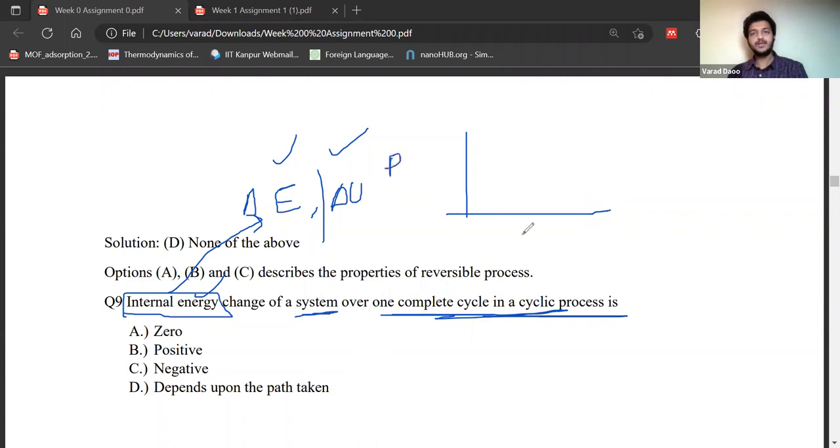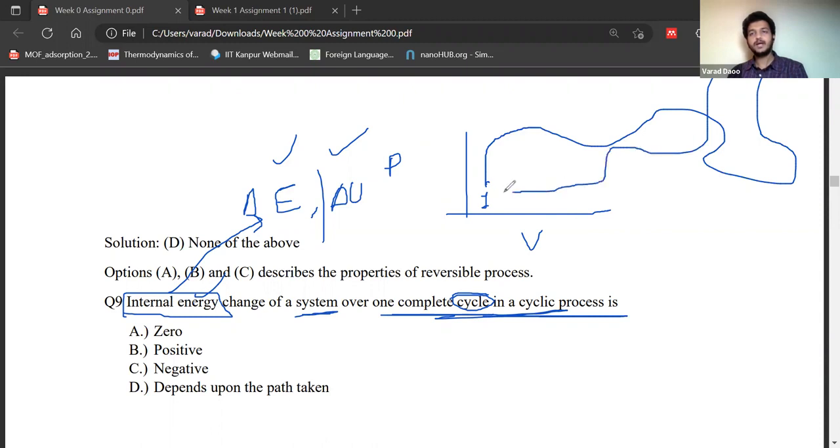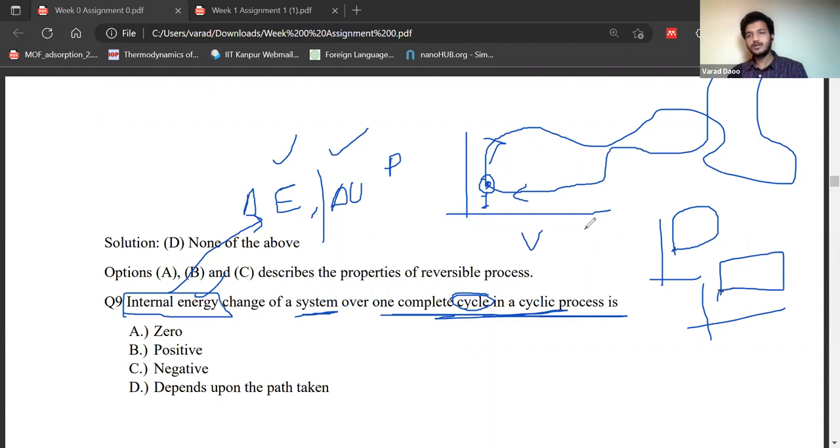So let's say we have a P-V diagram, and this is the initial point. Cyclic, we know from the word cycle. Cycle means we start from one point, we do something, and then we again end up at the initial point. This is essentially the requirement for a process to be called a cyclic process. We start at some point and then we end up back there. So this is a cyclic process. Let's say this is the starting point. So this is also a cyclic process because we are coming back. Then this is also a cyclic process, right? Because we are coming back.